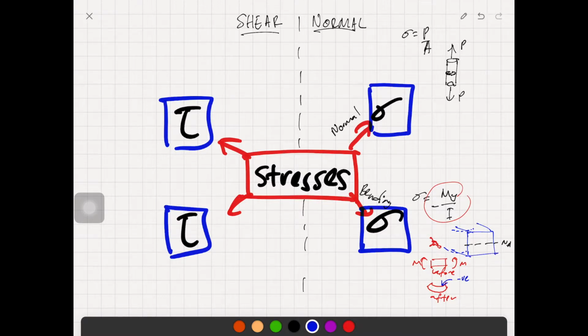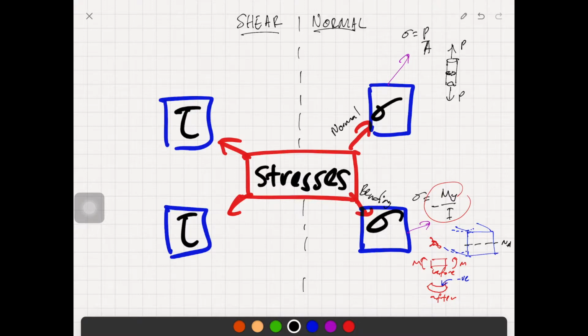Now, the equations affiliated with this chapter for normal stresses: first of all, we have the simplest normal stress, and the other one we have is sigma equivalent to negative My over I for bending stress. Now let's move to the shear part of the stresses. We've got two taus over here on the left hand side.